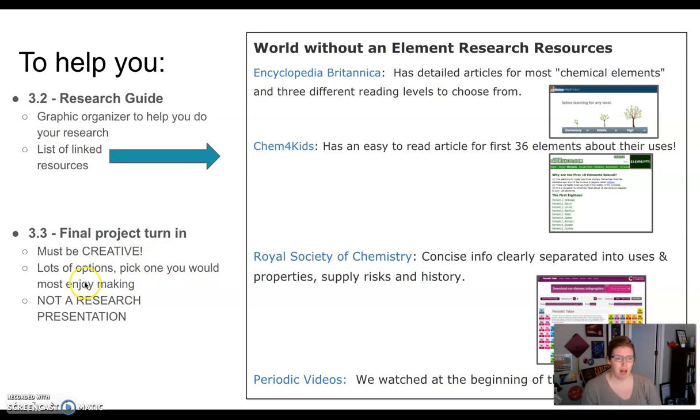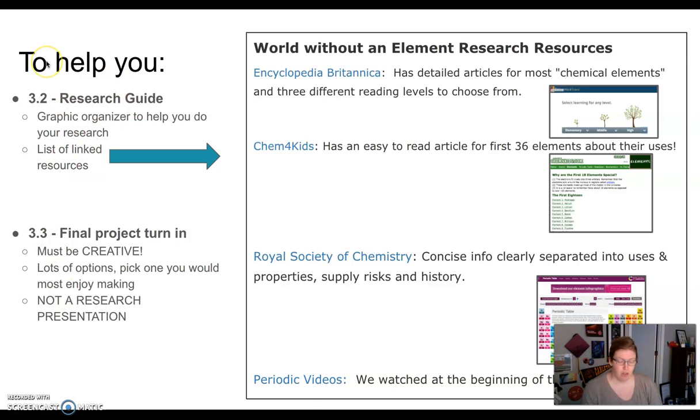So there are many, many options. I showed them to you at the beginning. I'll show them to you again at the end. But you can also think creatively about a different kind of option to share this creative story. But I just really want to stress, this is not a research paper or a research presentation. It's a creative description of what the world is like without your element.